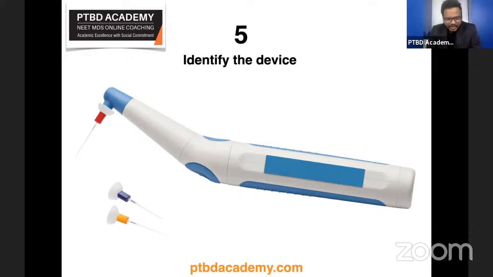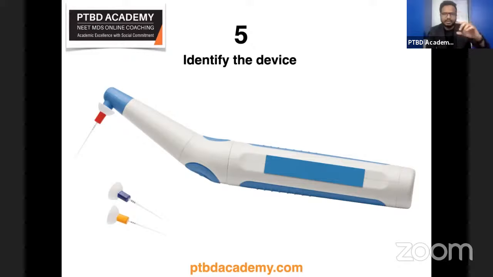Sonic irrigation. So it's an EndoActivator. This technique involves sonic waves operating at a frequency of 1 to 6,000 hertz, which help in irrigant activation. Example, EndoActivator, as you can see. It consists of a portable, cordless handpiece with 3 different sizes of polymer tips. These are not metal-based tips, these are polymer tips, so that there is no smear layer formation.